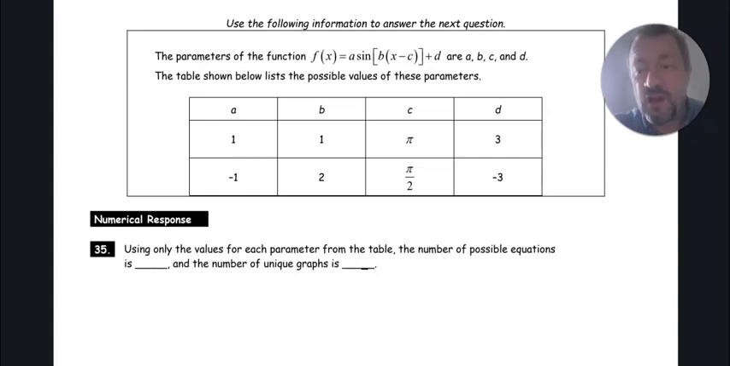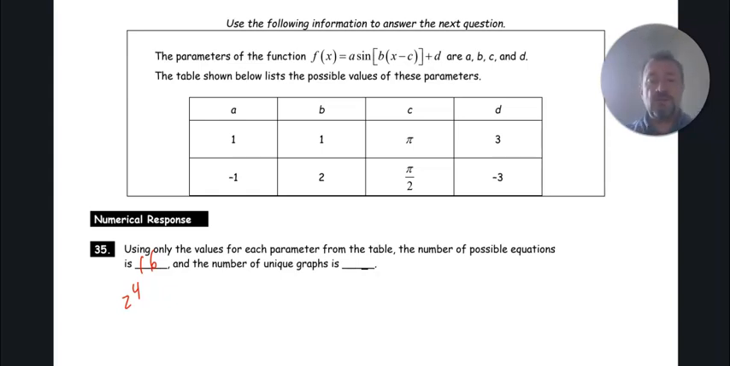Each of those parameters has got two options, and there are four parameters, and so that's going to be 2 to the 4 options, or 16. Now, the next question is different. The number of unique graphs is what?